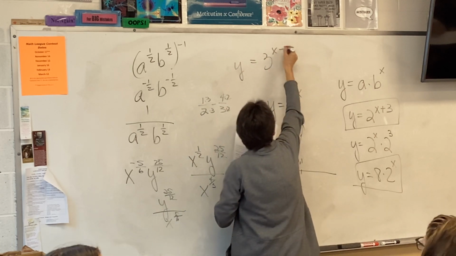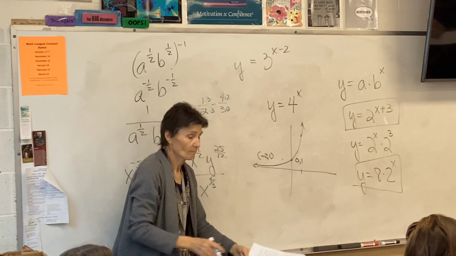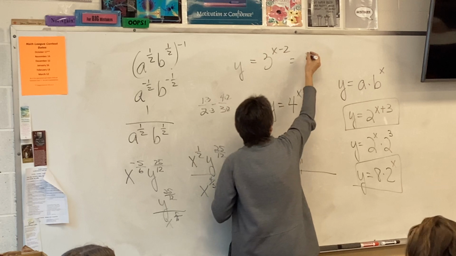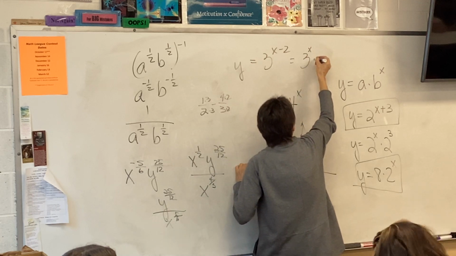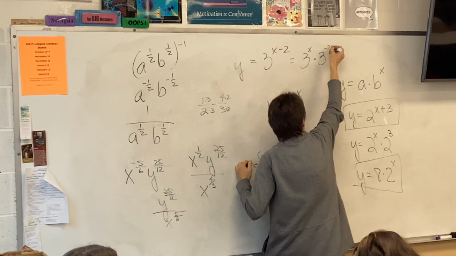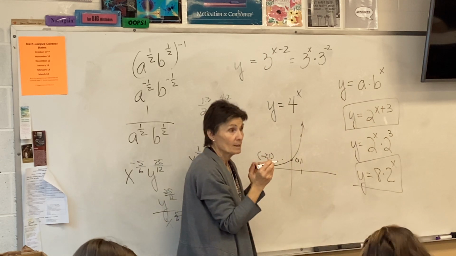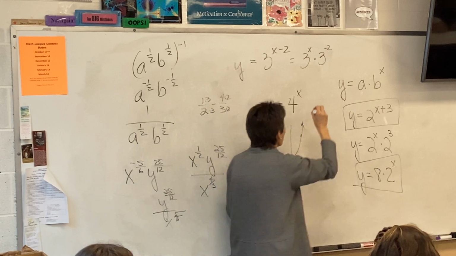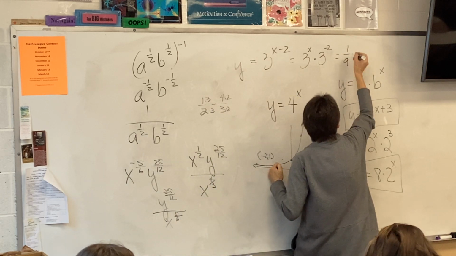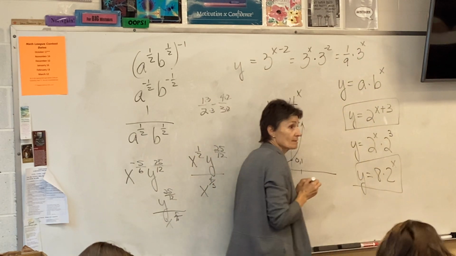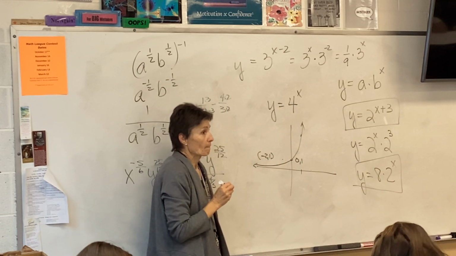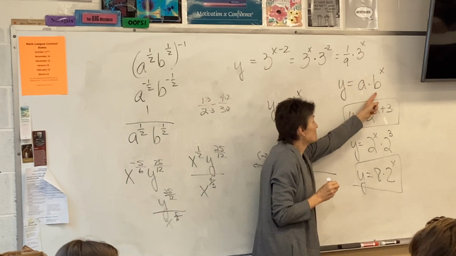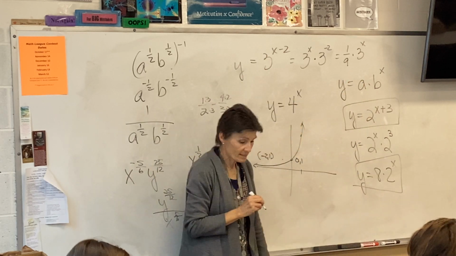What do you think about this one? 3 to the x over 3 squared. This is the same as 3 to the x times 3 to the negative second. And of course, what's 3 to the negative second? 1/9. So this is 1/9 times 3 to the x. Normally we would write it a times b to the x, but it would be the same as 3 to the x over 9.